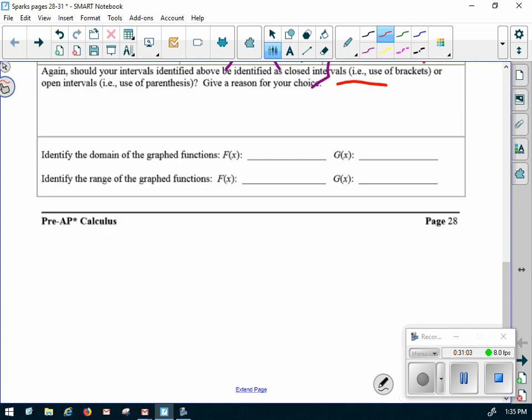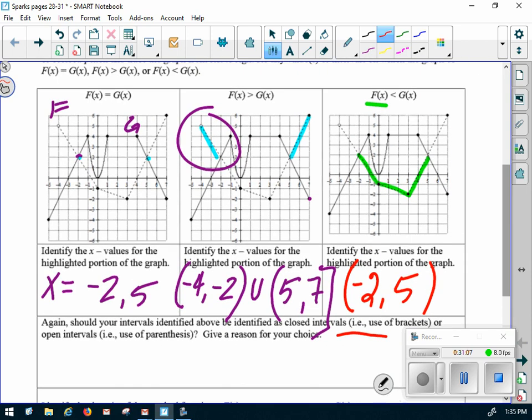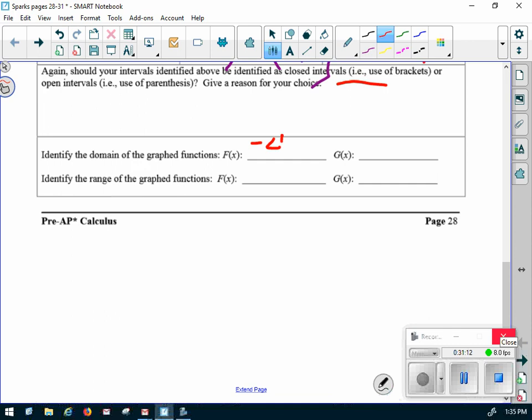Domain. Let's look at F. What's the domain of F? Negative 4 to 7. Brackets or parentheses? When you have parentheses on both ends, that's what we call an open interval. Brackets around both ends is called a closed interval. One bracket and one parentheses is called a half open interval. Why isn't it called a half closed interval? I don't know. Somebody just called it a half open interval and it stuck.